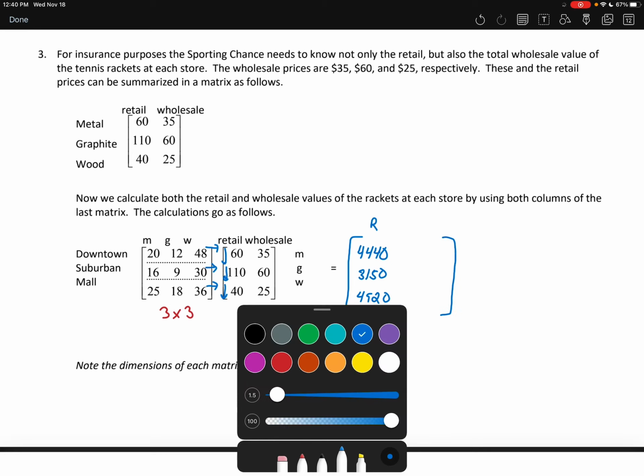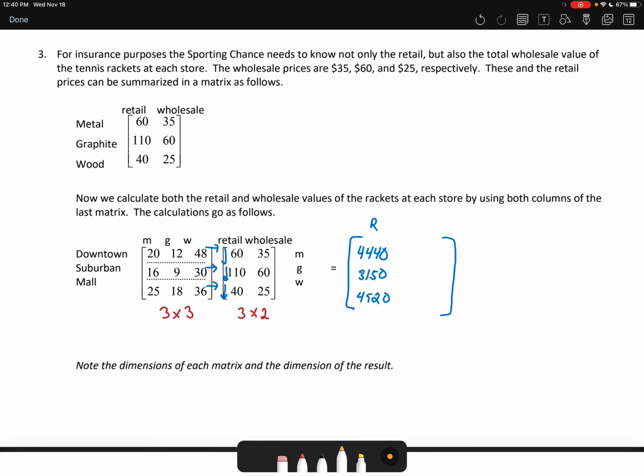But now we're going to do this process again for the wholesale prices. So I'm still going to be going across my first matrix, but this time down the second column. Okay, so to find this first entry over here, we're going to do 20 times 35 this time, plus 12 times 60, plus 48 times 25. And if you multiply that all out, add it together, you should get 2,620.